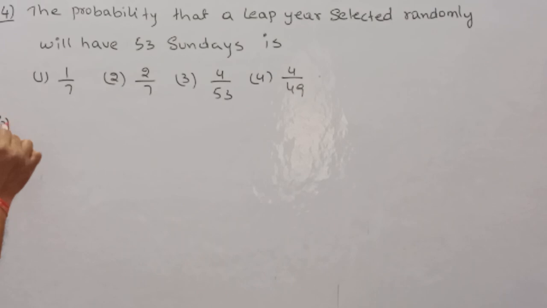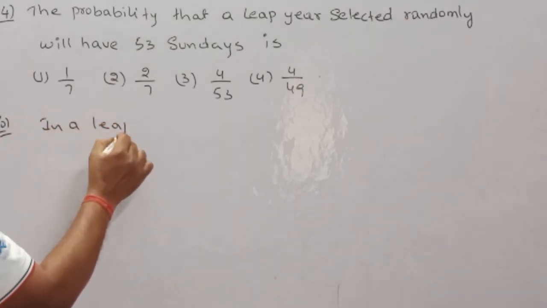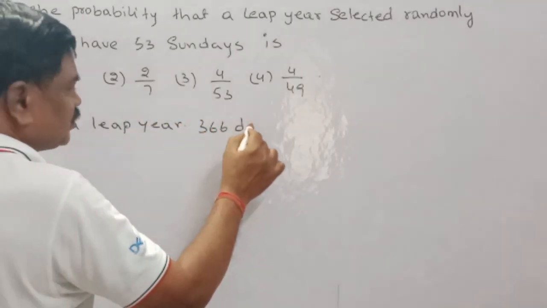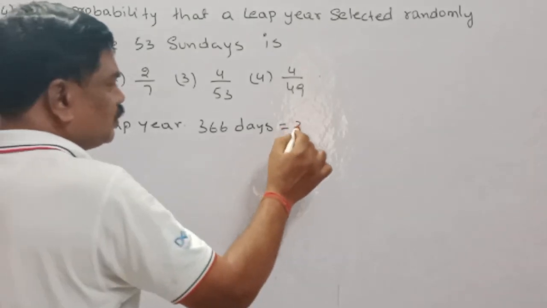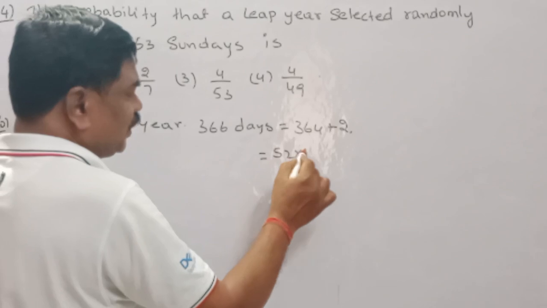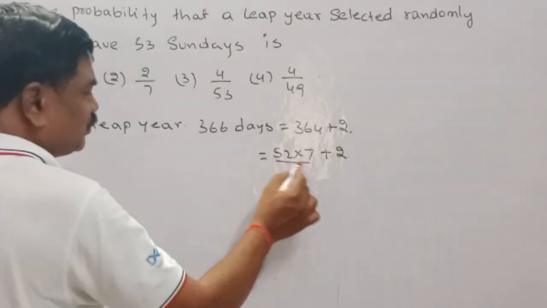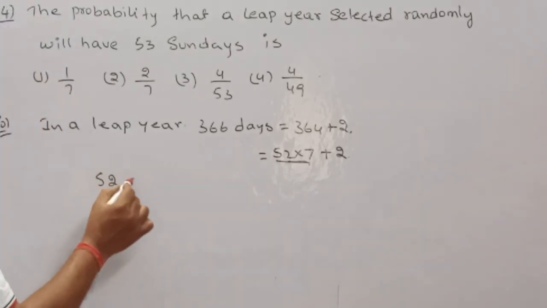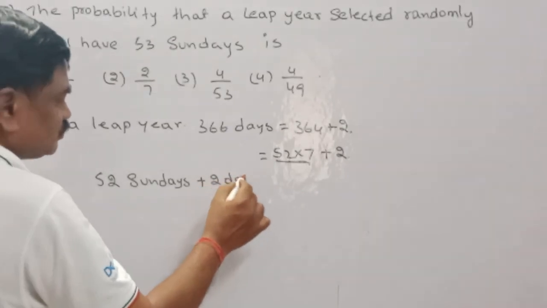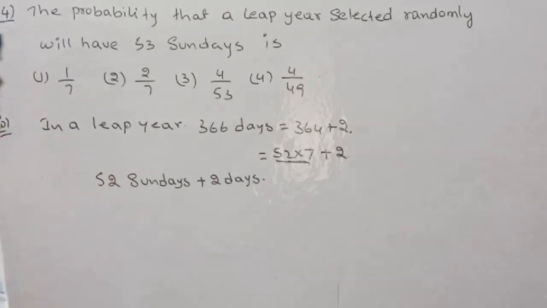In a leap year, 366 days is equal to 364 plus 2, which is 52 into 7 plus 2. It means 52 Sundays are there, plus 2 days. Okay, these 2 days can occur in how many ways?